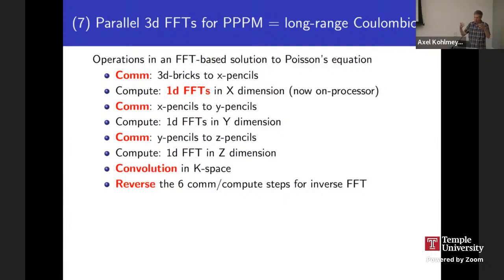And that can be 3 or 1, depending on the form of P3M you're using. But you need to do a reverse FFT or an inverse FFT. And that's starting here with the 6th step and going back up to the 1st step. So that when you're done, you have FFT results back on this little set of bricks that corresponds to your subdomain. You can use those to put fields on the particles.